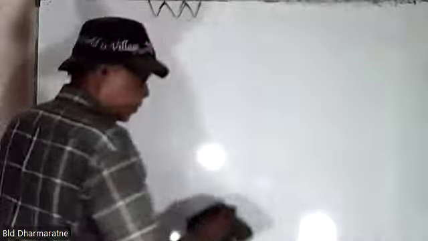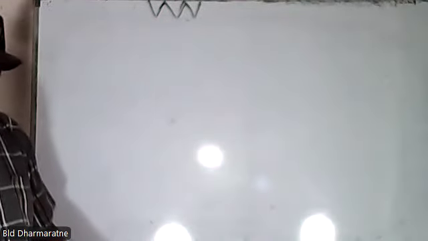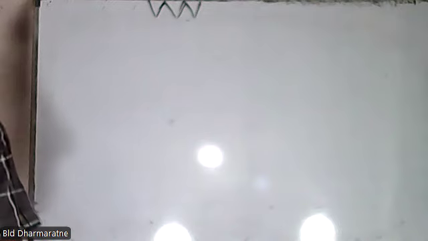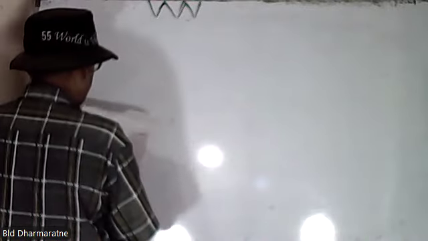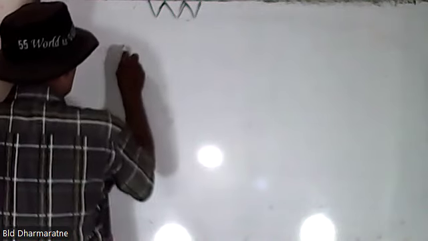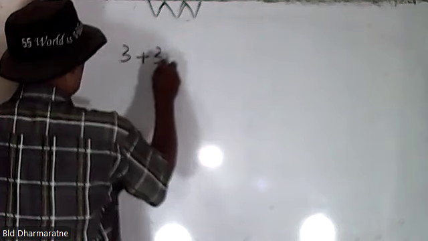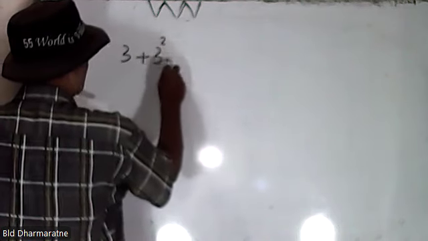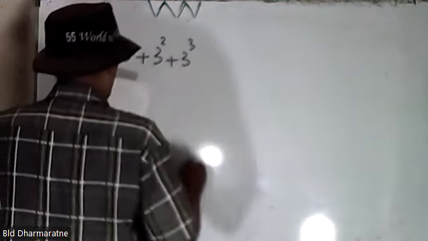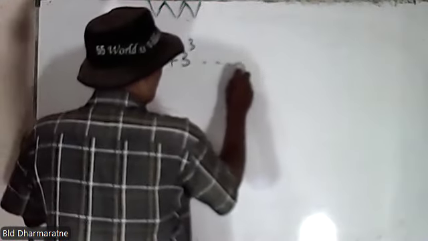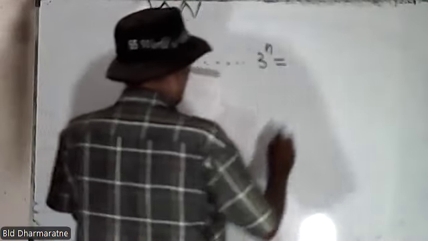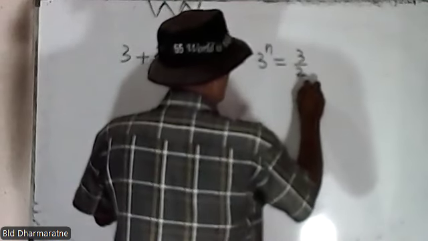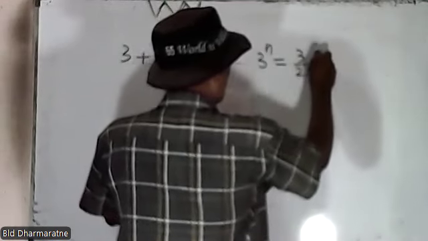We also test that, which is wrong, but we do that. Now, this one is correct: 3 plus 3 squared plus 3 cubed, up to 3^n, equals 3/2 (3^n minus 1).